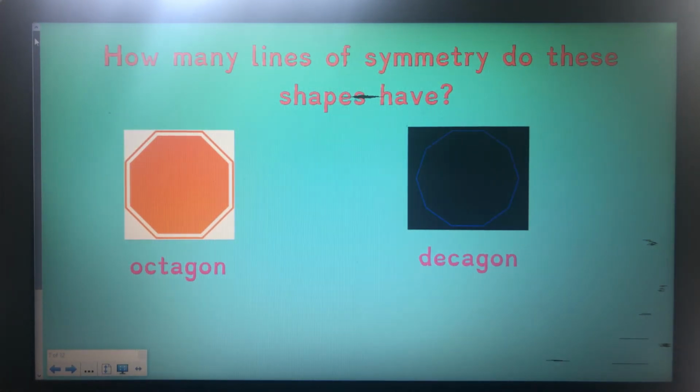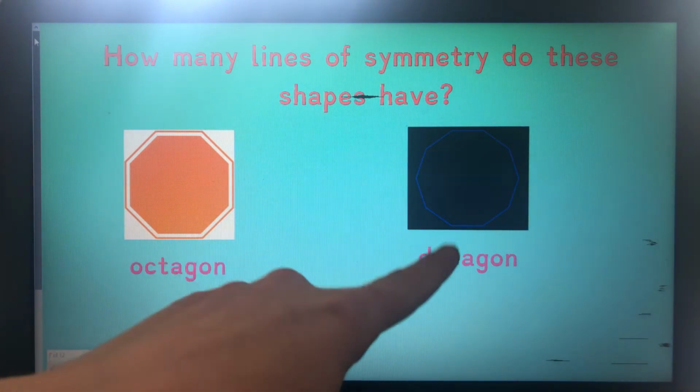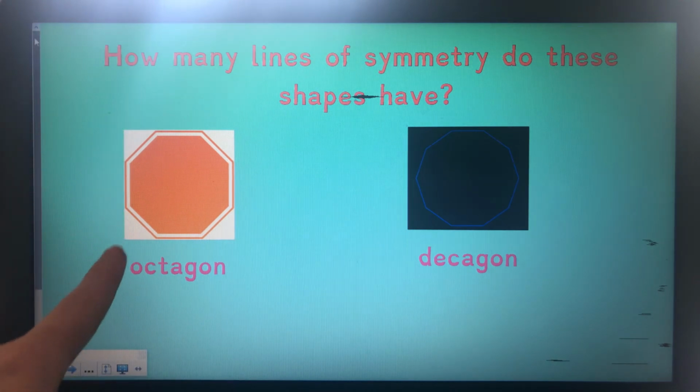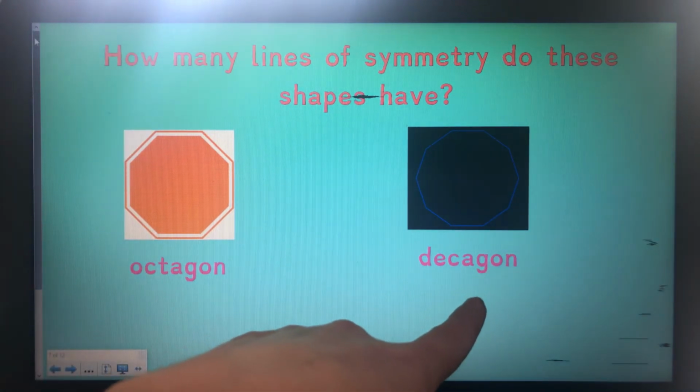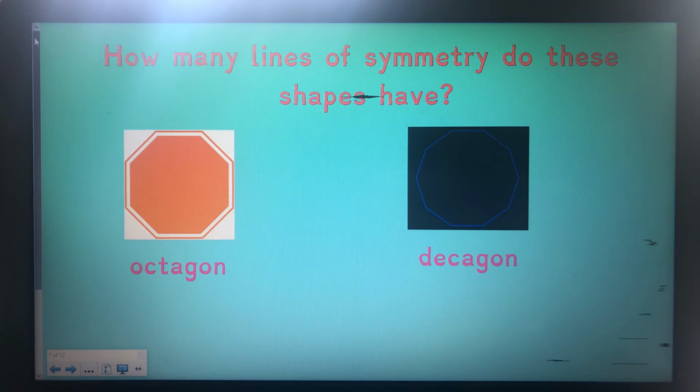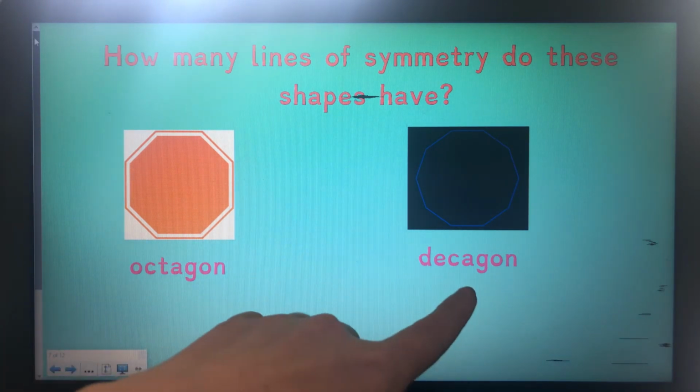So going off that theory that it's just told us, how many lines of symmetry do these shapes have? I've got an octagon and a decagon. This octagon has 8 sides and a decagon has 10 sides. So they are regular polygons. How many lines of symmetry do the shapes have? Just give you a minute to come up with a theory and an answer for each one. How many lines of symmetry does an octagon have? And how many lines of symmetry does a decagon have?